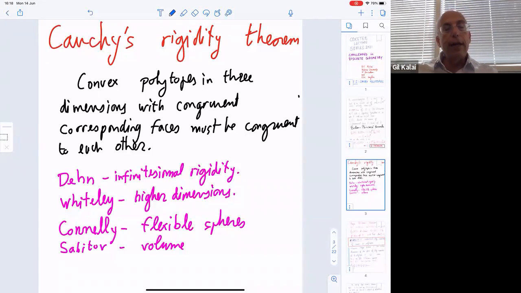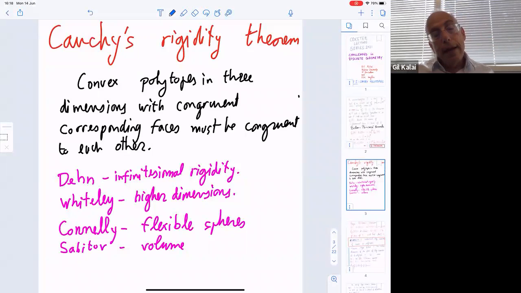And on the negative side, there were miraculous examples by Robert Connelly of flexible spheres. So those are embedded spheres. This follows the work by Bricard from the beginning of the 20th century about the flexible octahedra, but Connelly found embeddings of spheres which are congruent, but which are flexible. They are not rigid, and this implies they are not infinitesimally rigid.